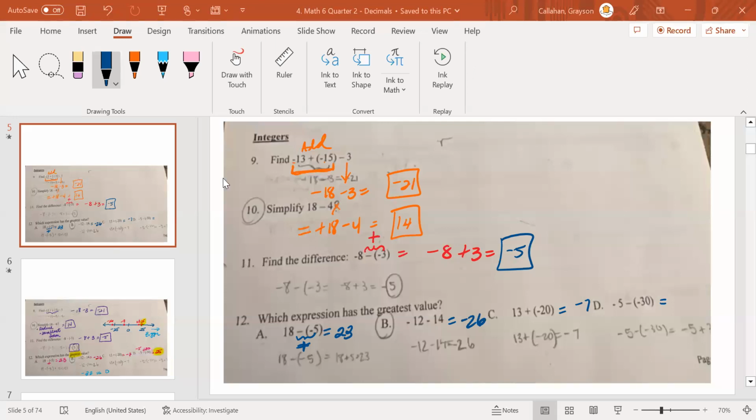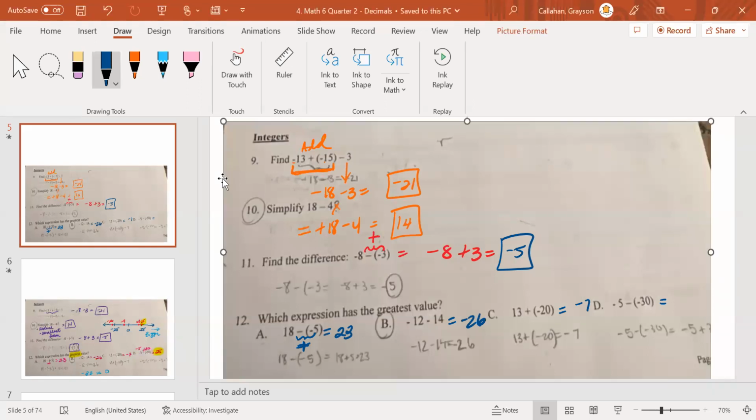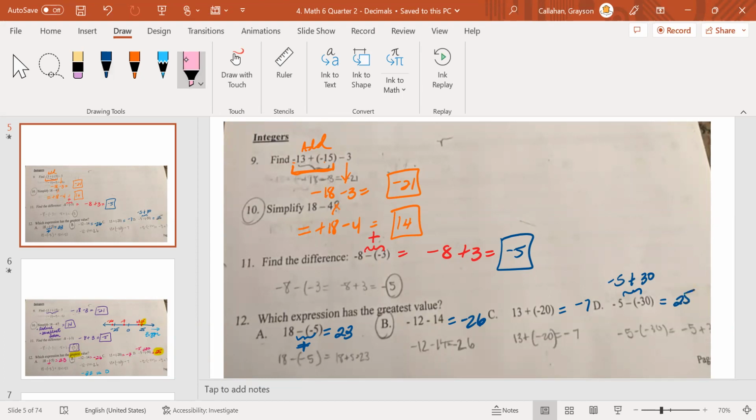All right, so let's continue with this. So then here, this is going to give you a negative 7. And then what is this one here? Double negative gives you a positive. So what's negative 5 plus 30? What does that give you? Negative 5 plus 30. Okay, so which one's the greatest?